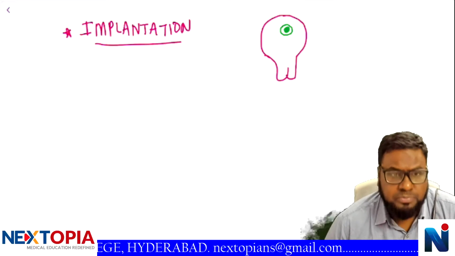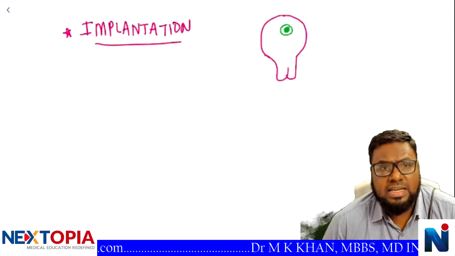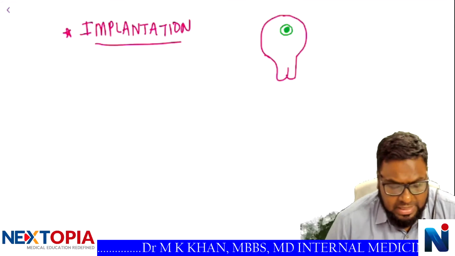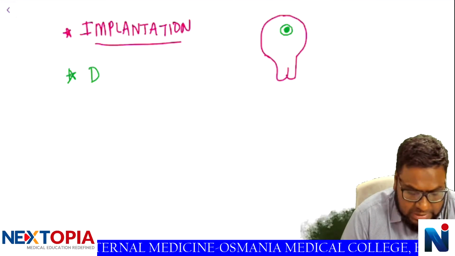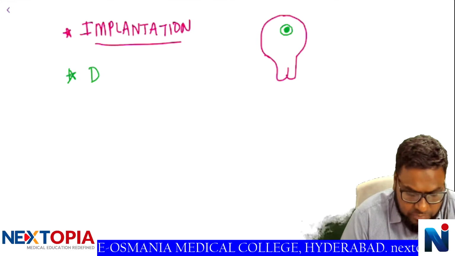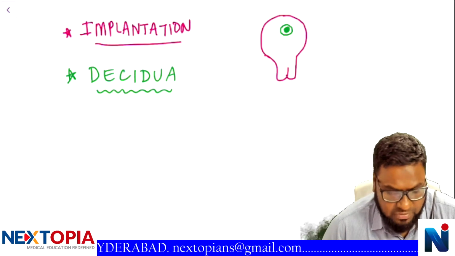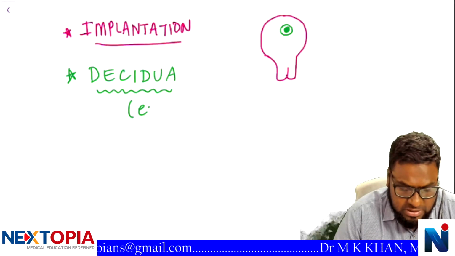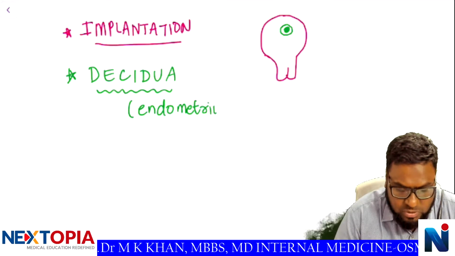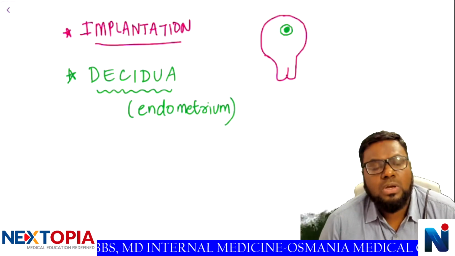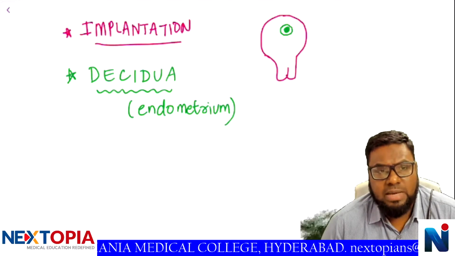Then we'll talk about an important change that occurs in the endometrium. Once the implantation occurs, the endometrium is called decidua. You should remember this name, decidua. After implantation, the endometrium changes into decidua. This we will discuss. The endometrium has got a new name, decidua. We'll discuss the different parts and types of decidua.